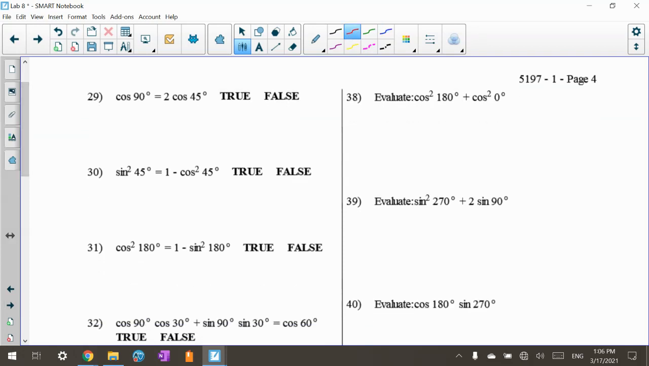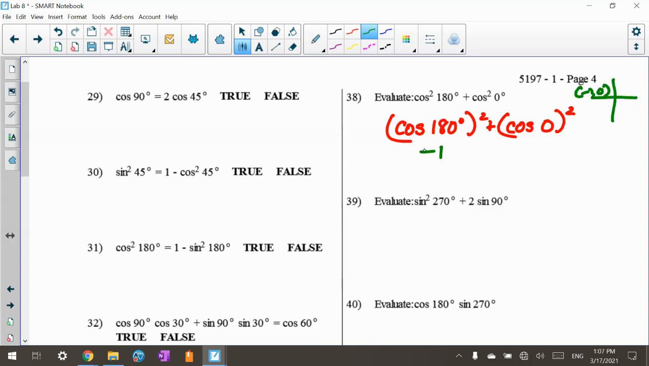So let's try 38. Evaluate cosine of 180 degrees squared plus the cosine of 0 squared. And then I just either look at my table or try to remember. I know that the cosine of 180 is over here on the left on my table, so that's negative 1, 0. So that's negative 1 squared. And the cosine of 0 is 1, 0. So that's 1 squared. 1 squared plus 1 squared, or 1 plus 1, is 2. That's how you do these, and you're going to go through and do each one of these.